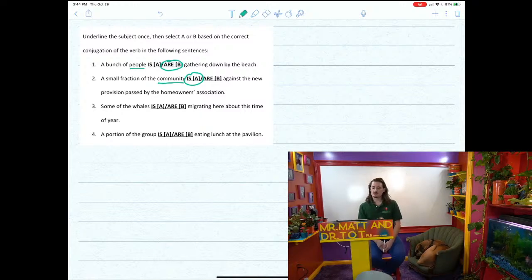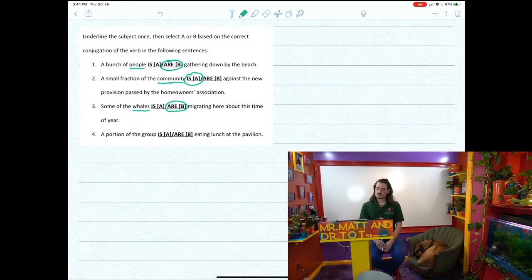Number three, some of the whales is or are migrating here about this time of year. So some of indicates a portion. So we're guided by the noun after the preposition of, which is whales. Whales is a plural noun, so we need a plural verb. So we're going to select are. Some of the whales are migrating here about this time of year.